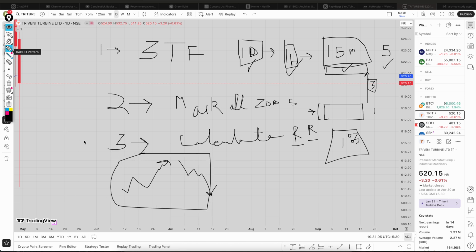Step 3 is calculate my risk and reward. If it allows me to get a risk to reward of 1:3, then I'll enter the trade. Otherwise I'll reject the trade.